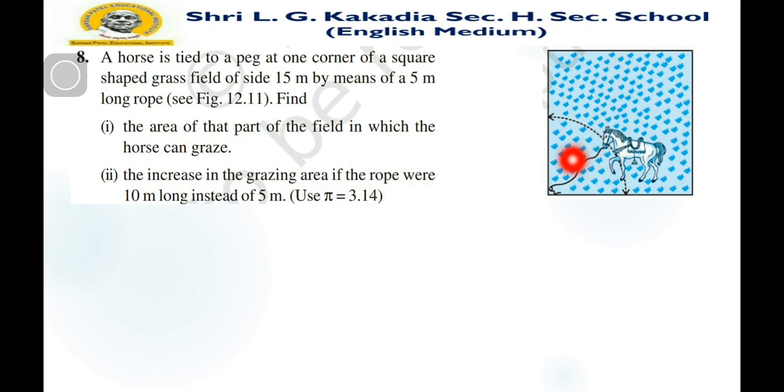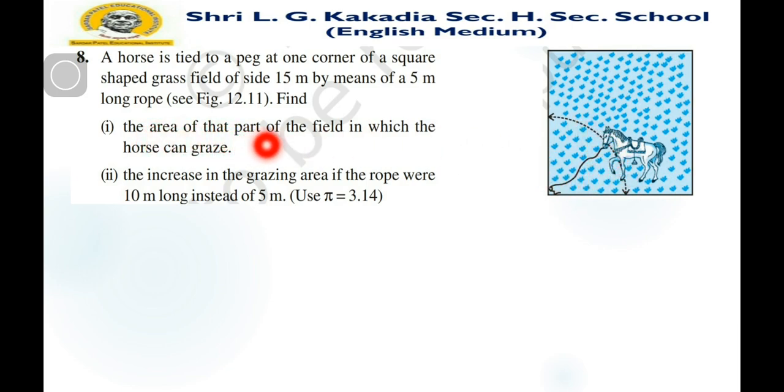So now we know that here the length of the rope is 5 meter. So he can graze 5 meter long from this peg. So he can graze this area, that is a type of sector. It is a sector, and we know that this angle is 90. So we can find the area that the horse can graze.